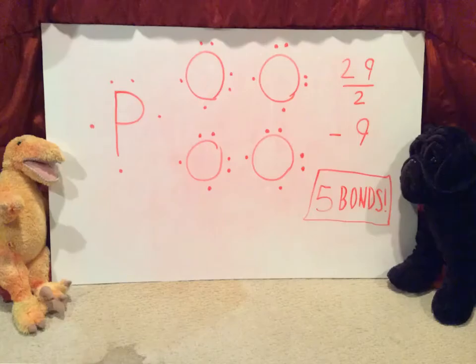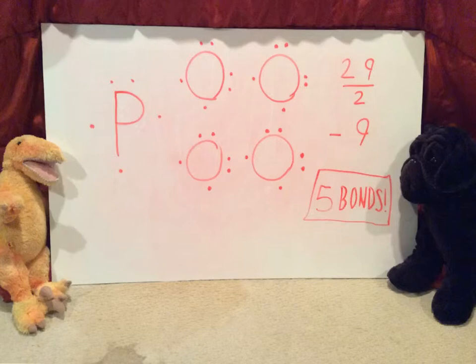So we're going to do the same thing that we did with our first molecule. We're going to make the Lewis dot structures of the atoms. Since phosphorus has 5 valence electrons, it is seen as a P with 5 dots that surround it. And the oxygens have 6, so they are O's with 6 valence electrons around them.